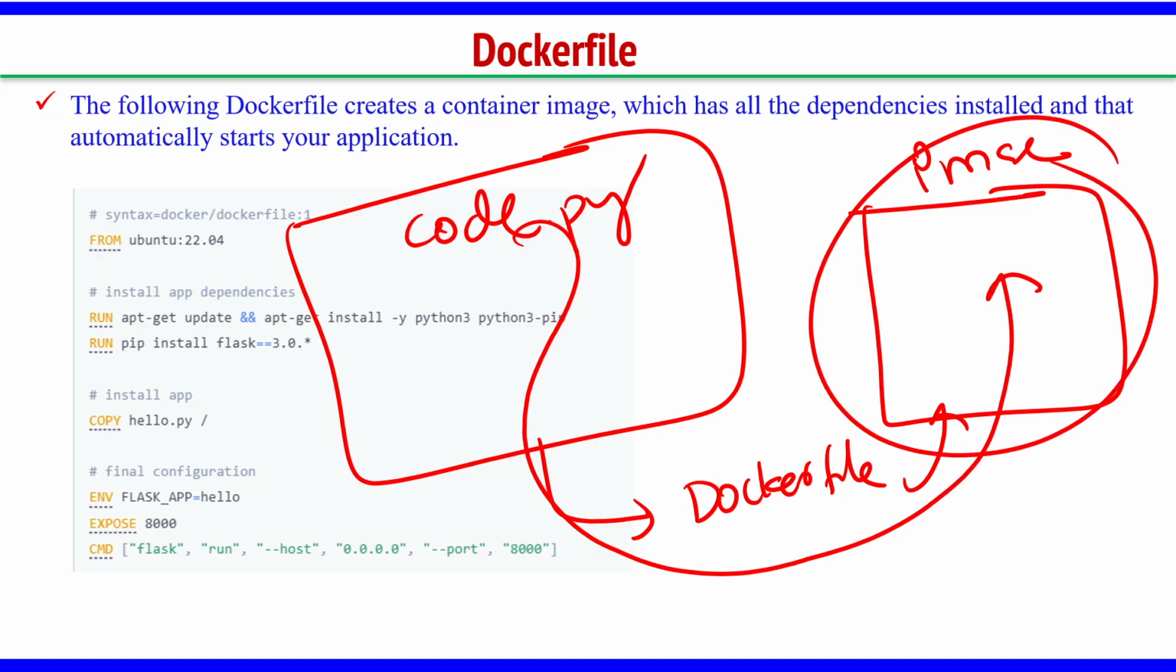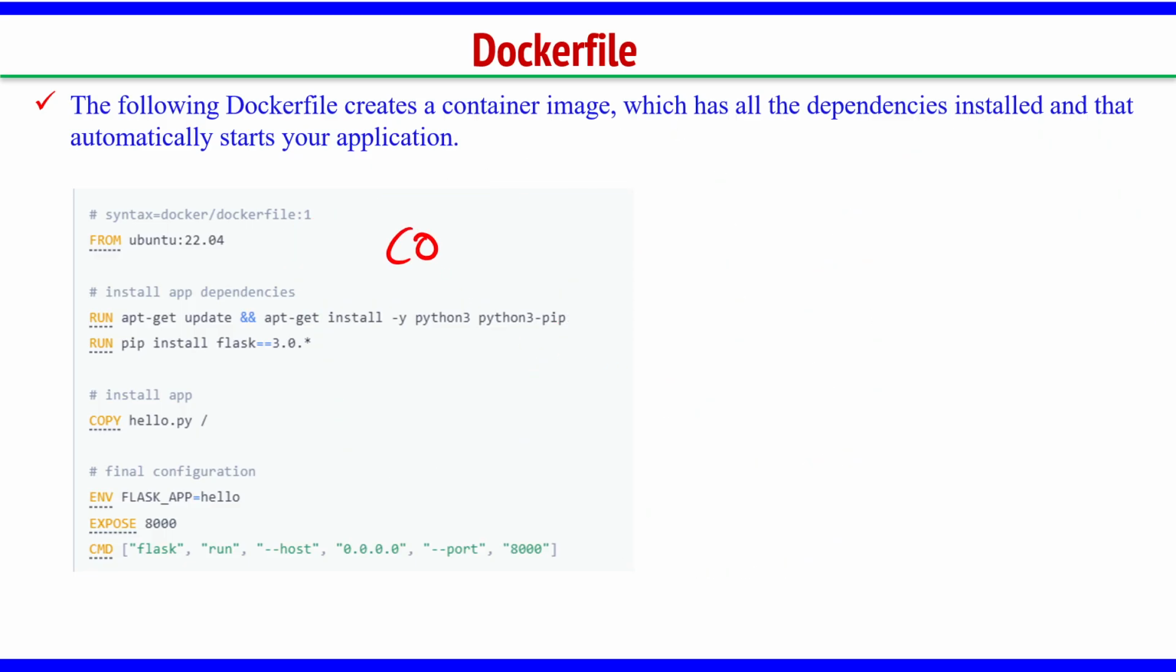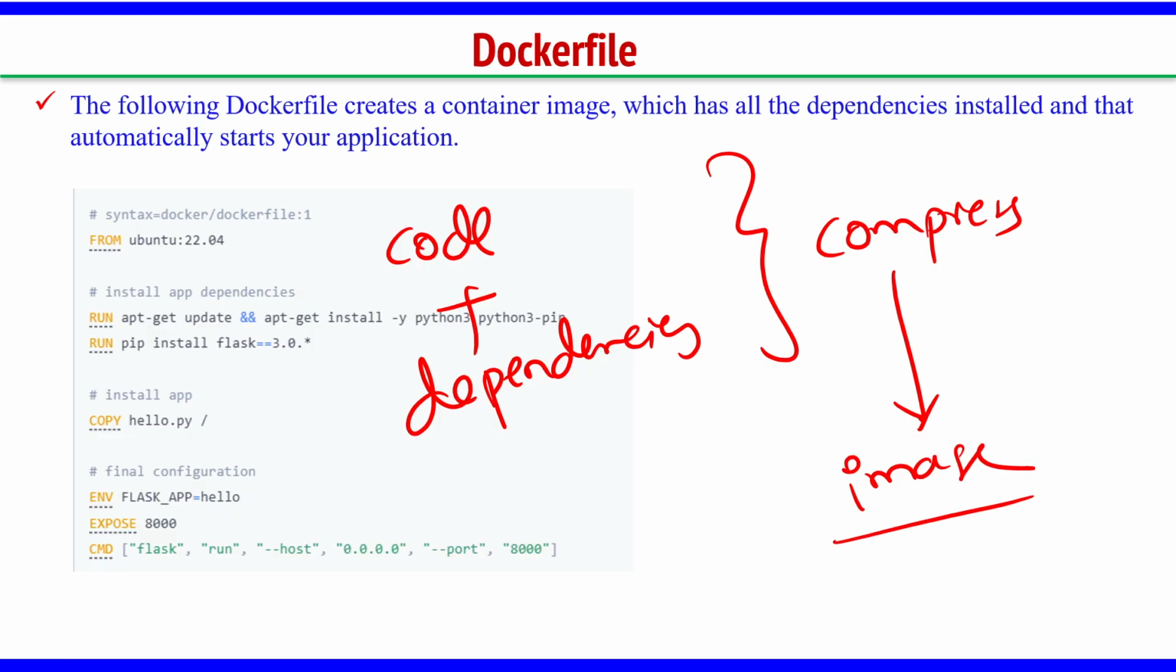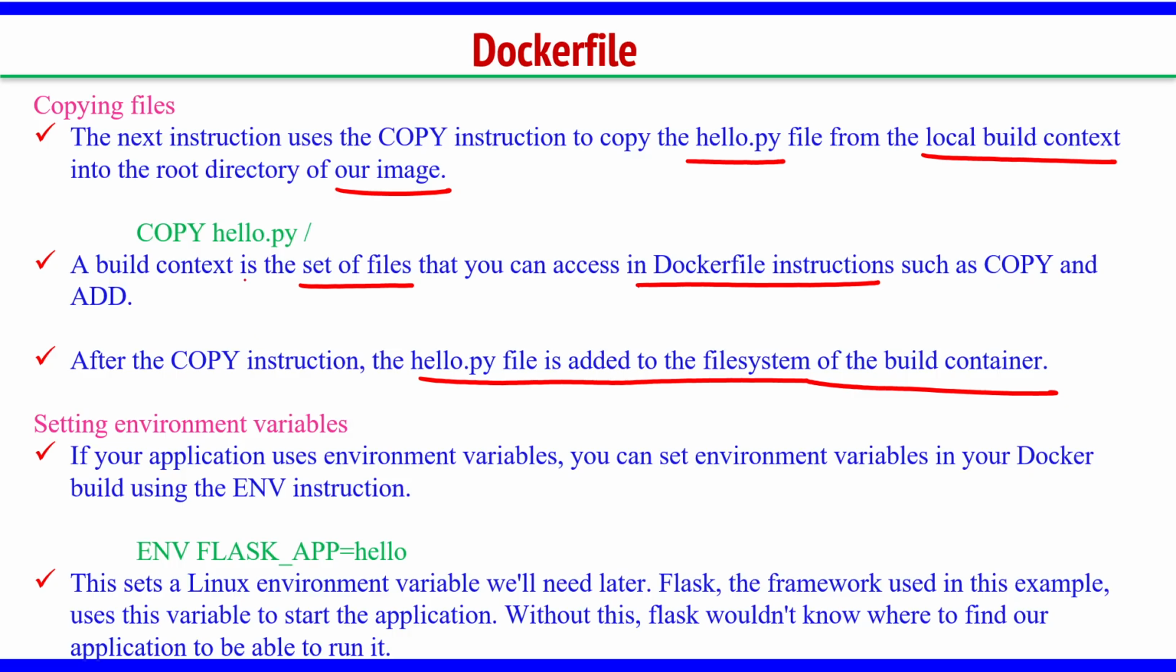Image is, again in simple terms, the compressed version of the code. Code is here, it has a lot of dependencies. If I compress them into a lightweight form, it becomes an image, right. So, that is why I am trying to copy that code into the image.